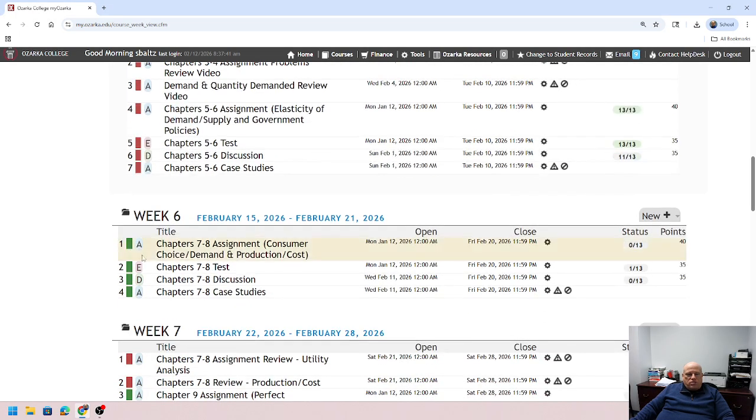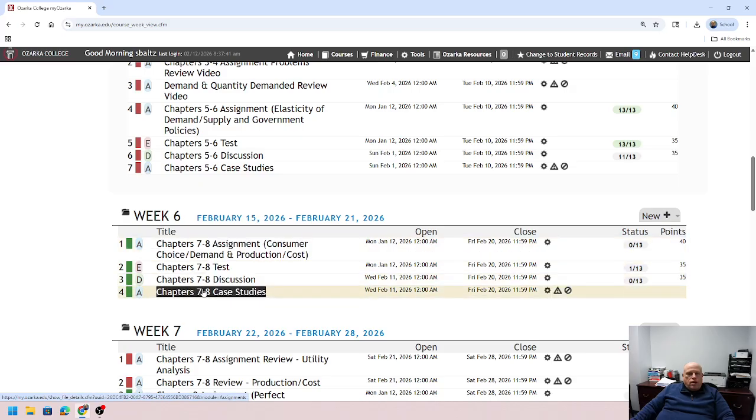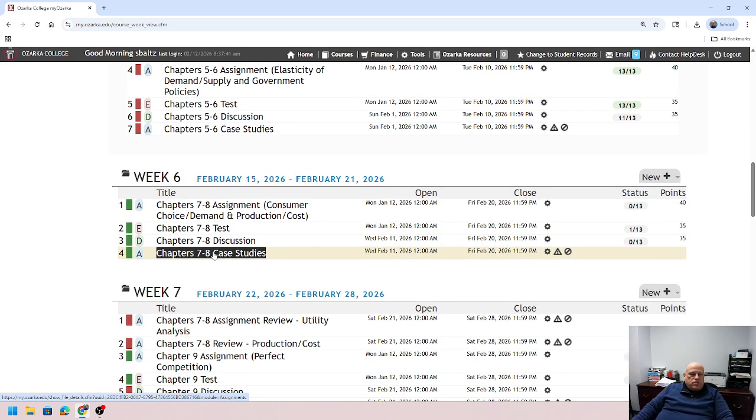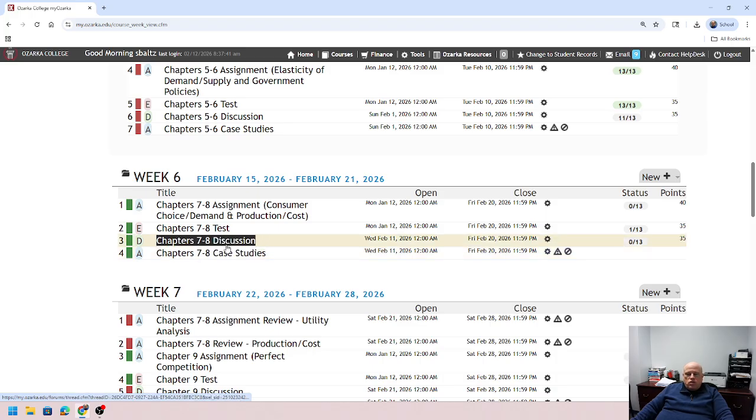So during week 6, which is next week, if you'll notice here, we've got the chapter 7 and 8 activities due. So you have the assignment, test, and discussion all due by Friday of next week, which is February 20th. All right? So you've got a little over a week, basically, to work on these chapter 7 and 8 activities here. All right?